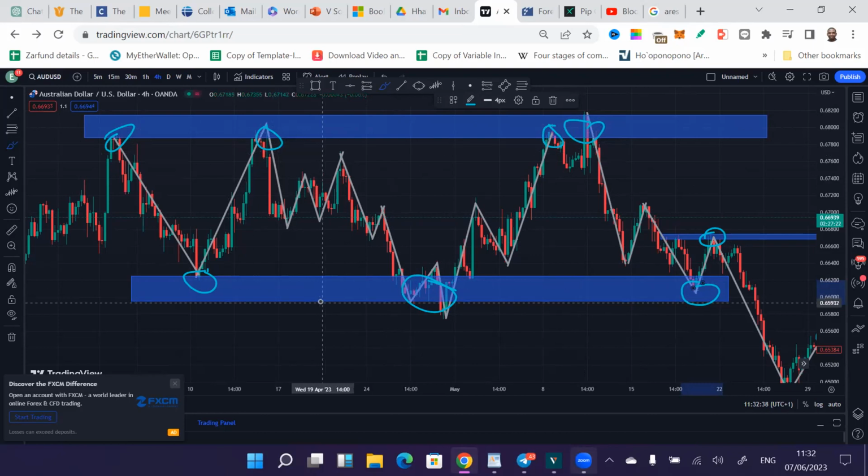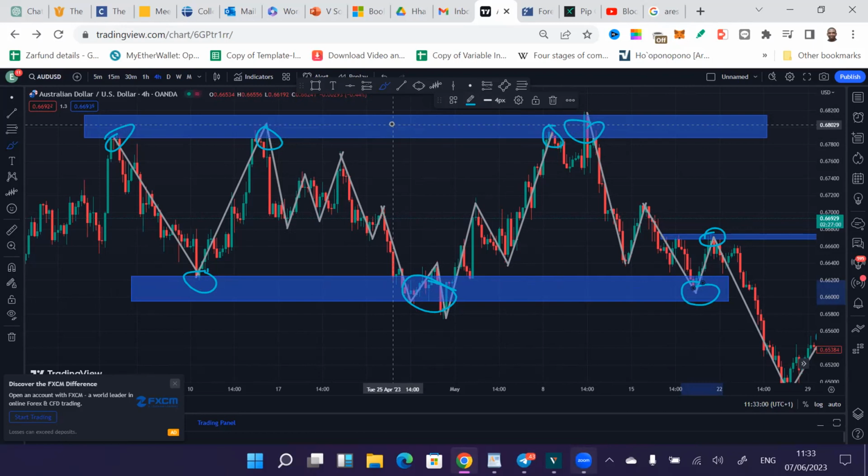So this area now will form what we call a support, a floor. This area on top will form what we call a roof, which is a resistance. So this is how we identify resistance and support on the chart. We start by understanding the swings. Where is the swing happening?